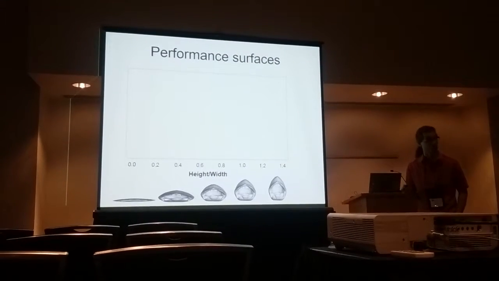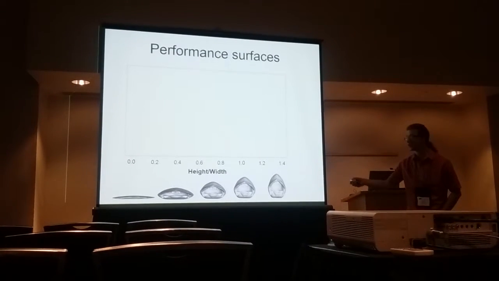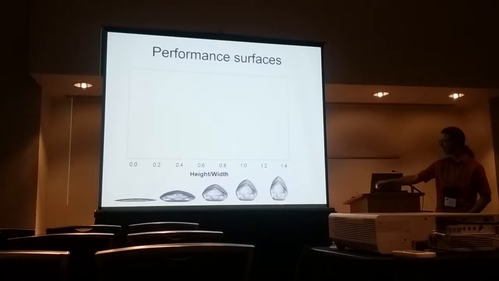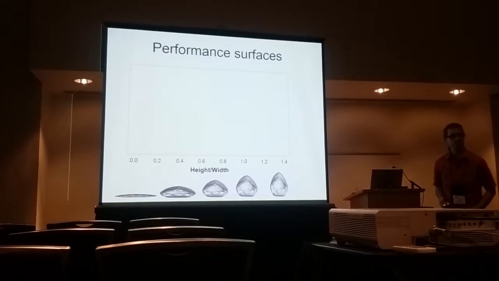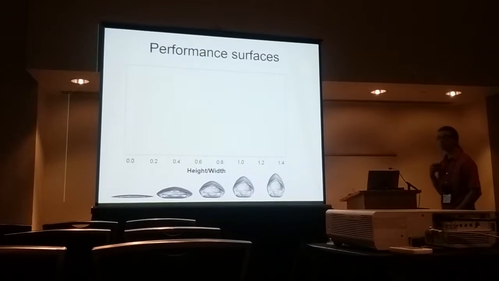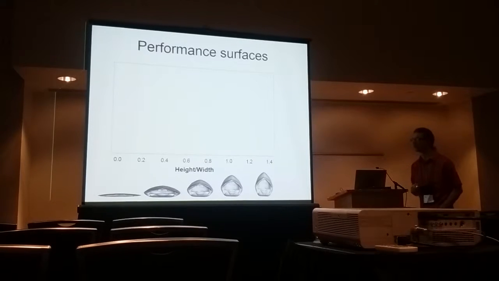I'm interested in turtle shells, aren't we all? So I'm going to be looking at a simple measure of turtle shell shape, just a height to width ratio. Really high shells over here, ridiculously low shells over here, normal looking shells in the middle. And this measure of the phenotype has some relationship with performance in some organismal function.